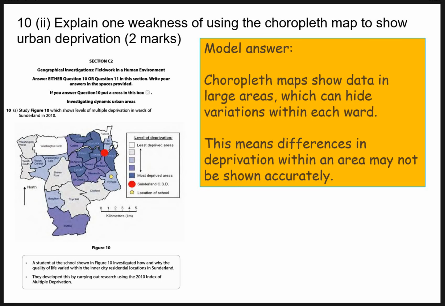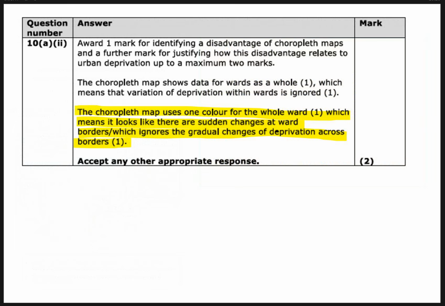Now I want to show you the mark scheme as well. So whilst that will get you 2 marks, there's some other options as well. So I've highlighted that for you in yellow. The choropleth map uses one colour for the whole ward, which means it looks like there are sudden changes at ward borders and ignores the gradual change of deprivation within the borders and across the borders.